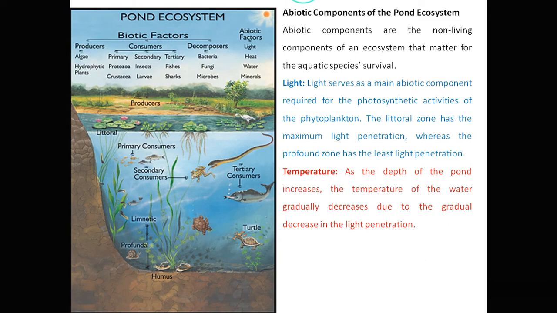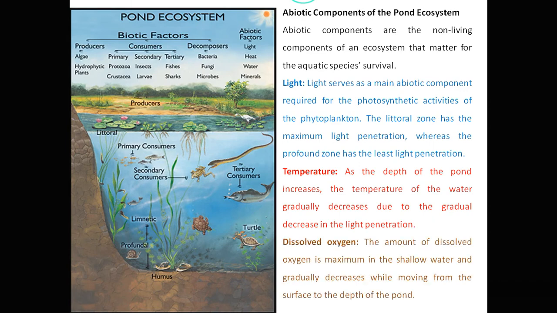Temperature is the second important abiotic component. As the depth of the pond increases, the temperature of the water gradually decreases due to the gradual decrease in light penetration. Then the next important abiotic component is dissolved oxygen. The amount of dissolved oxygen is maximum in the shallow water and gradually it decreases while moving from the surface to the depth of the pond.